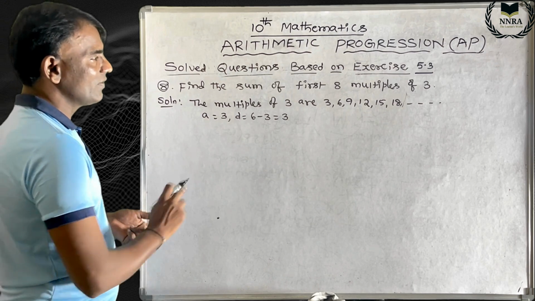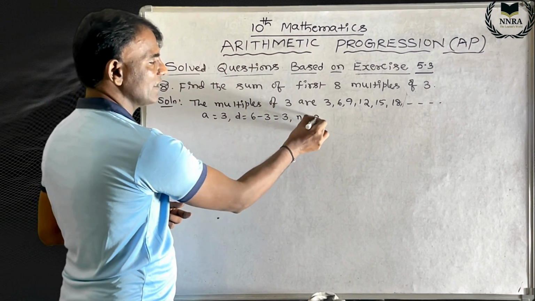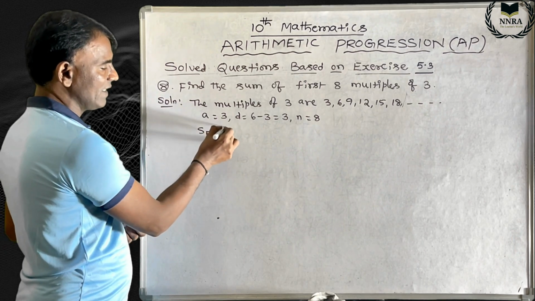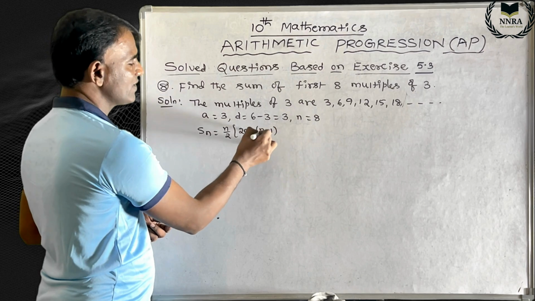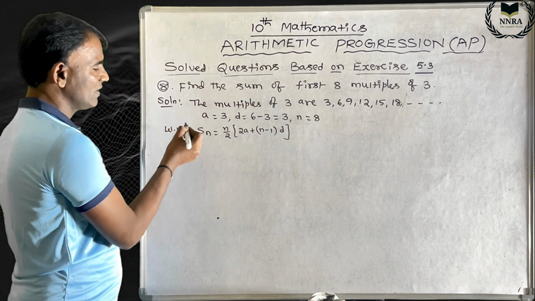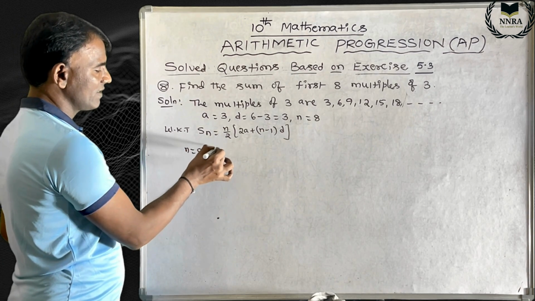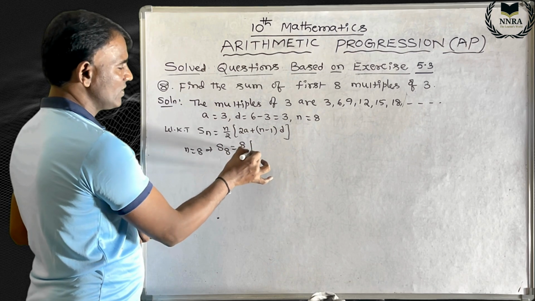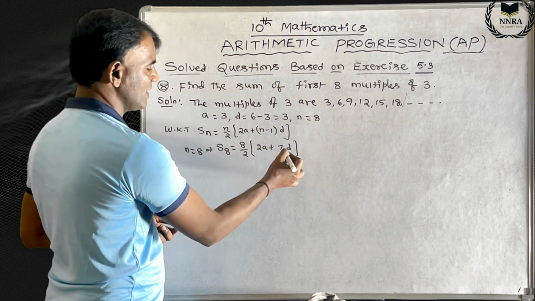Clear? And we want the first 8 multiples, so what is the value of n? n equal to 8. Now this is the Sn formula, n by 2 into 2a plus n minus 1 into d. If you want, just write here, we know that. If n equal to 8, how to write this? S8 equal to 8 by 2, 2a plus 8 minus 1 means 7d.